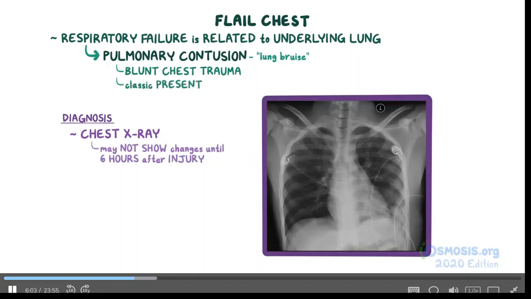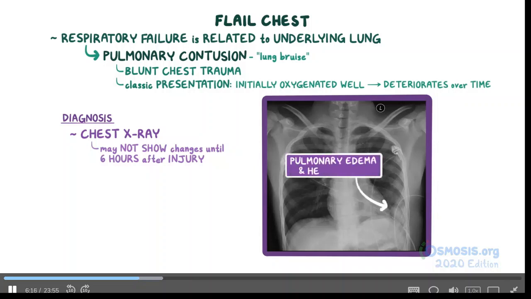So, the classic presentation of a pulmonary contusion is someone who was initially oxygenating well, but then began to deteriorate over time. In a pulmonary contusion, a chest X-ray typically shows patchy opacities representing pulmonary edema and hemorrhage. Now, a chest CT is more sensitive and can pick up signs of a pulmonary contusion earlier, so it's usually preferred for that reason.